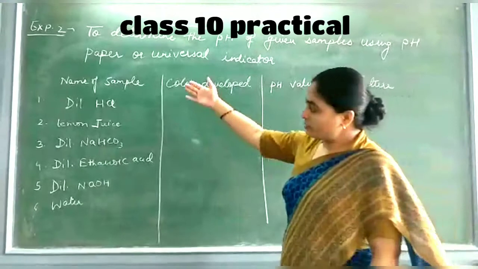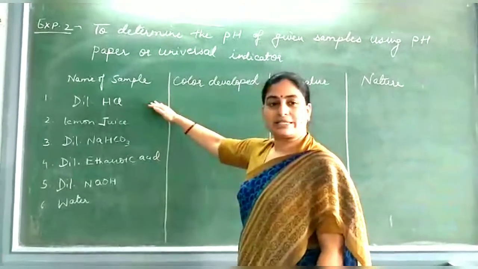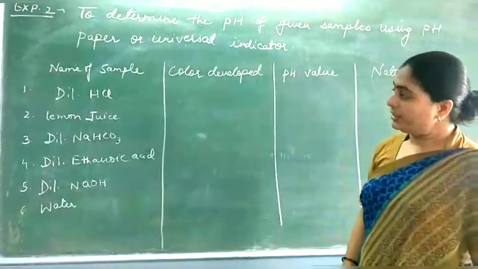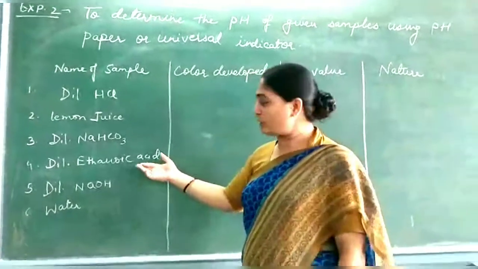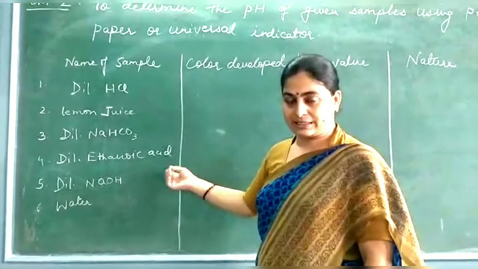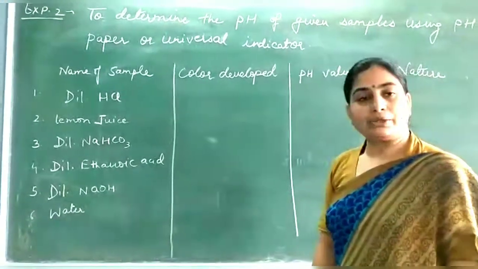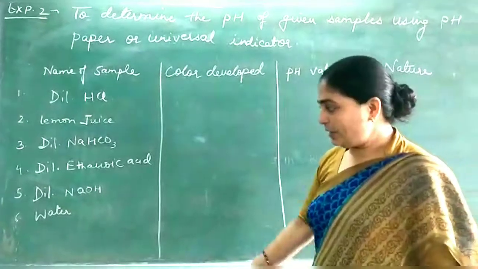So we are using the following samples: dilute HCl, lemon juice, dilute NaHCO3, that is sodium bicarbonate, and dilute ethanoic acid. We call it vinegar or acetic acid also; the chemical name is acetic acid, and its dilute solution we call vinegar. Then we have dilute NaOH, sodium hydroxide, and we'll take water.